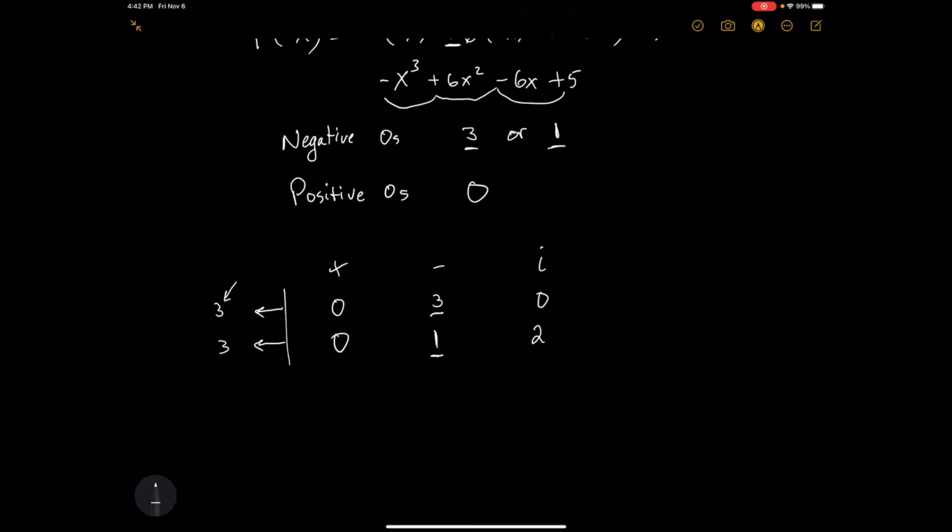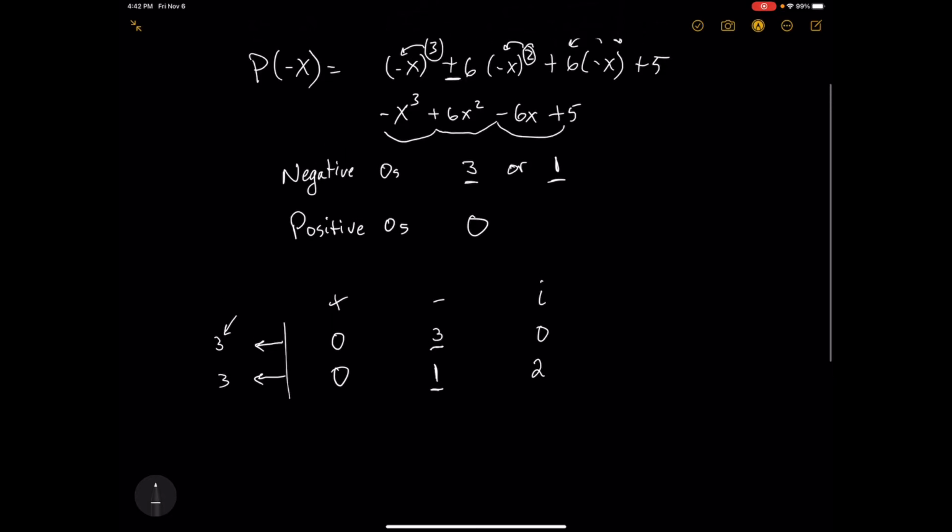But in this case, we're going to look at either having 3 negative zeros or 1 negative 0 and 2 imaginary zeros, okay? So we looked at that using Descartes' rule of signs, and now we've got to look at what some potential zeros are. Because now we know the potential number of zeros, but now we need to say, what are some actual potential options for us to find zeros?